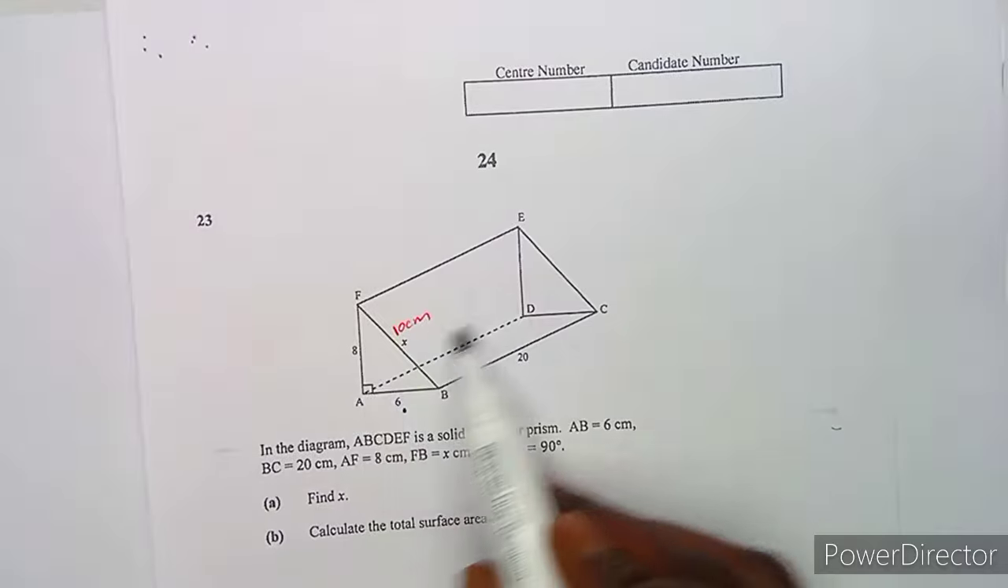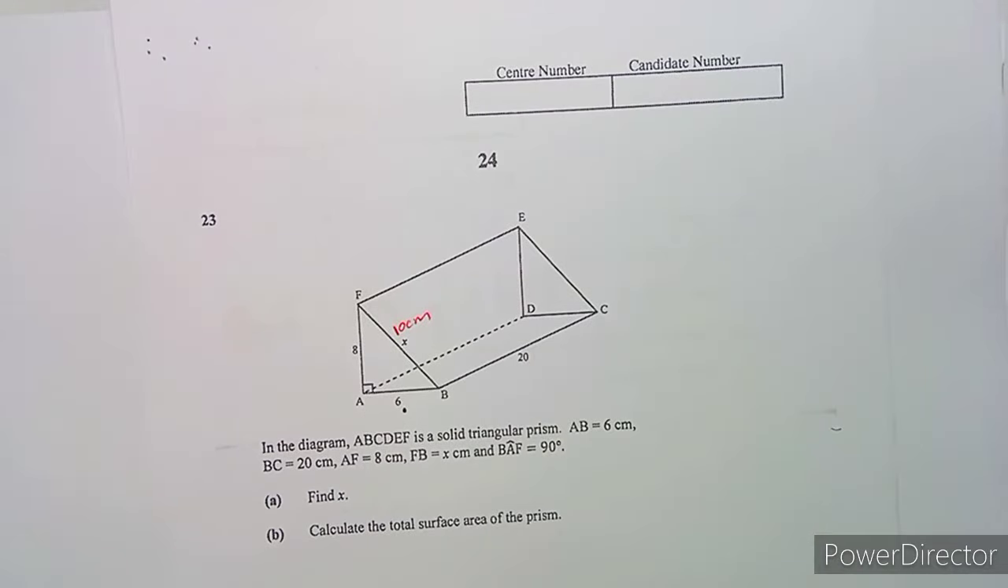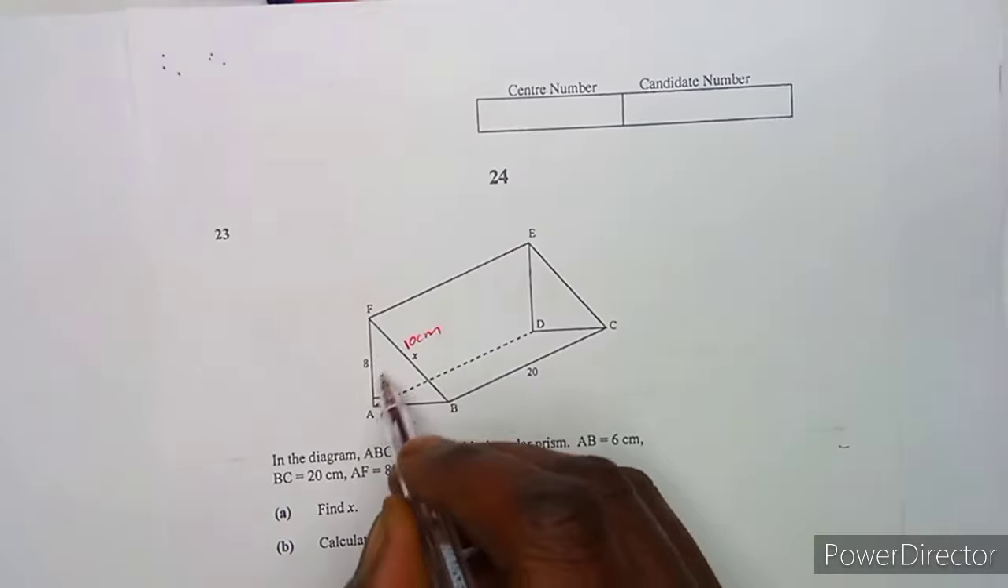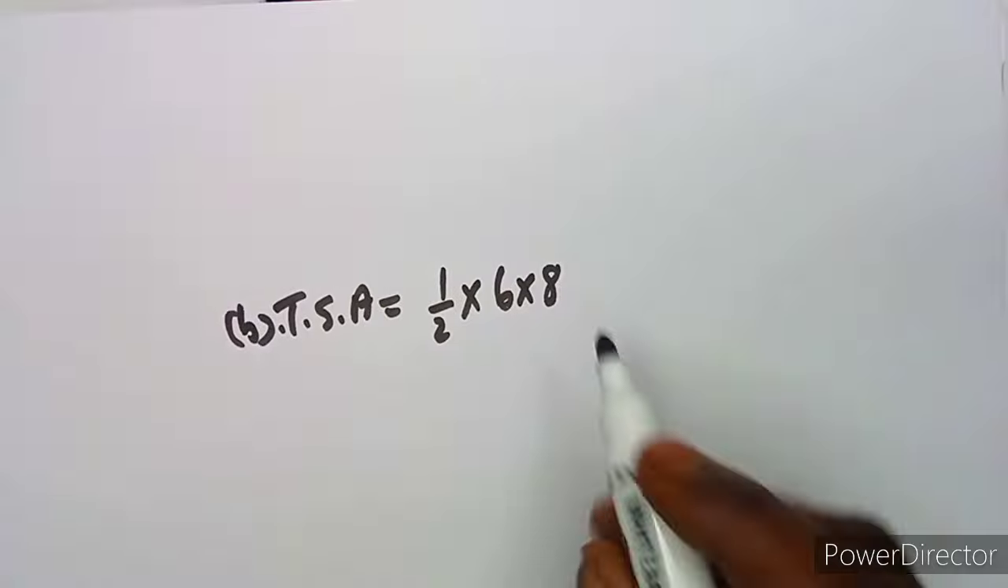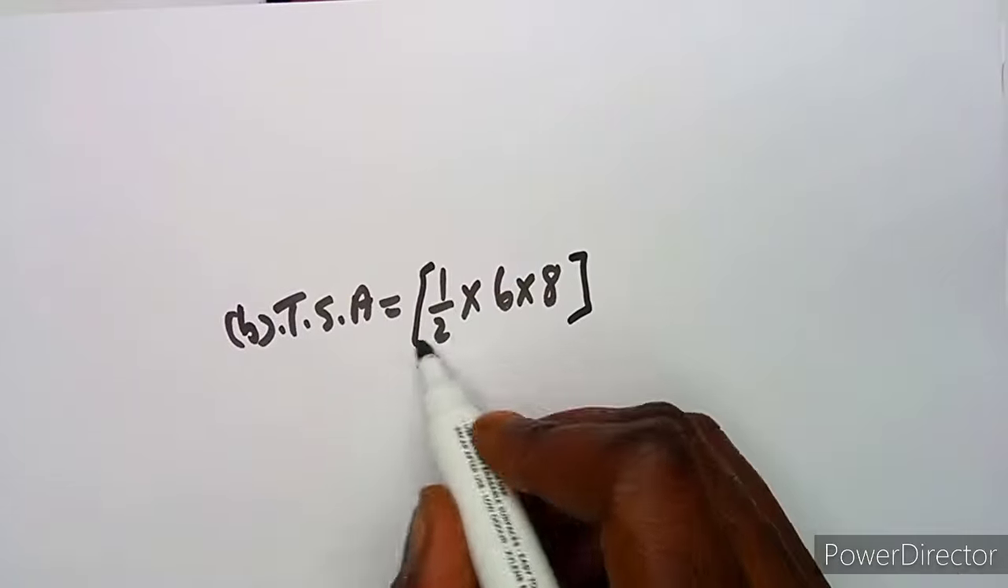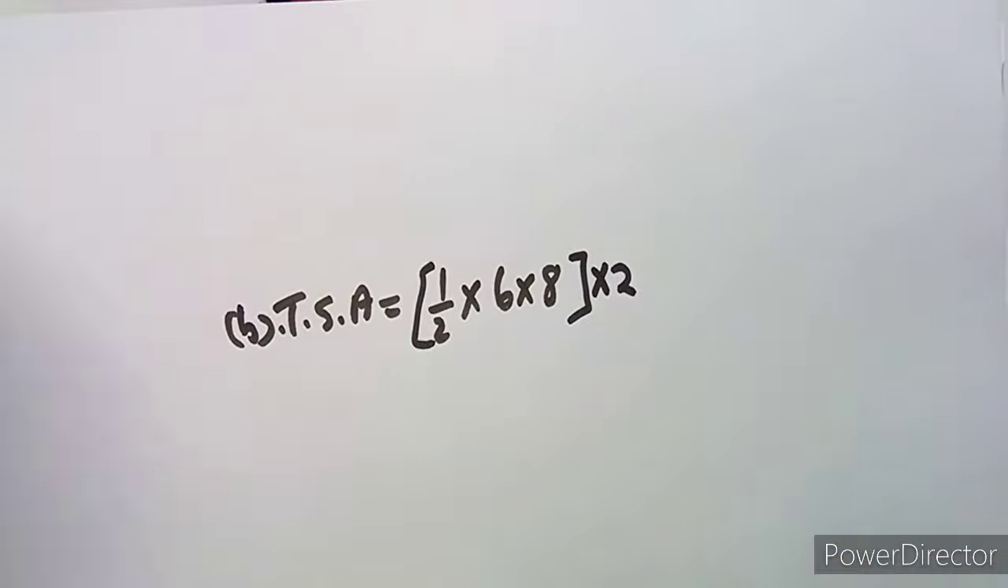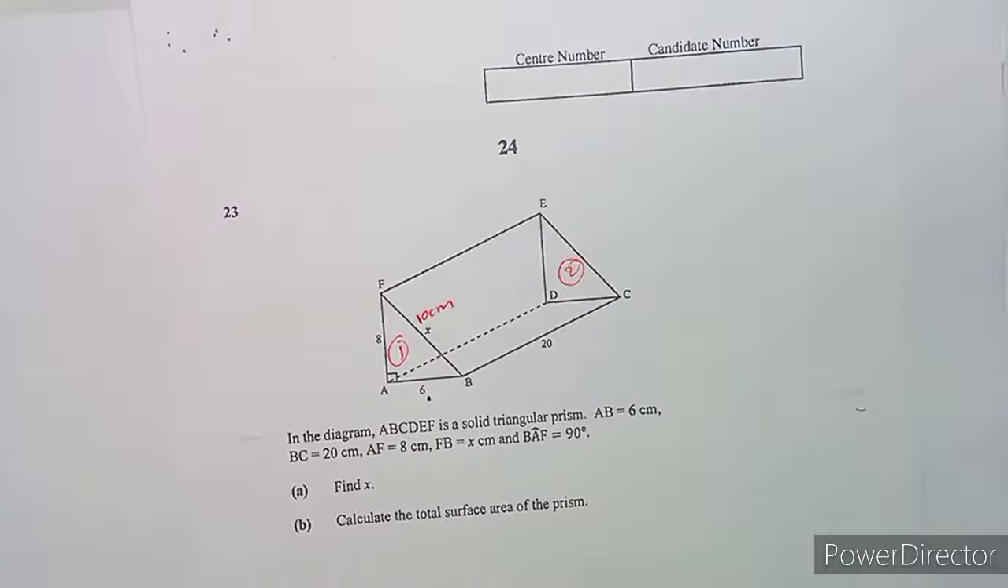But we said we've got two triangles. There's this triangle here, which is the same as this triangle. So you multiply by 2, because there are two. Total surface area, you take everything. So your answer here, you're going to multiply it by 2. Okay, we are done. What else do we have?